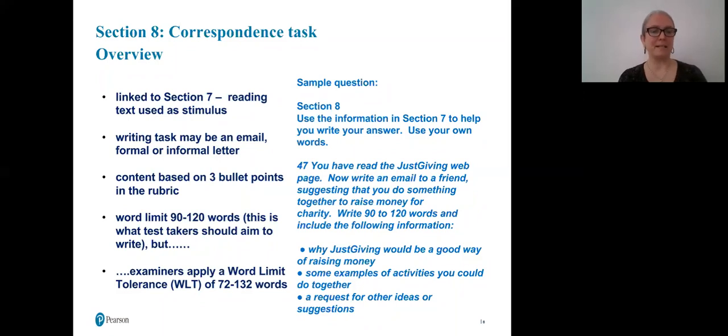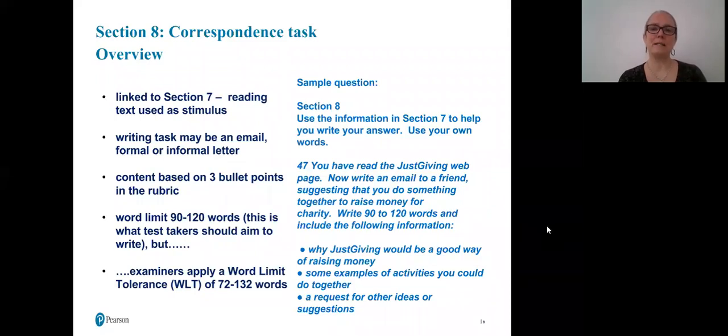And I want to emphasise that this is very much what the test takers should be aiming to write. However, when we're marking the test, we have a little bit more leeway than that. The examiners work to and apply something called a word limit tolerance, which will hereafter be referred to as WLT, of 72 to 132 words. So, as long as the test taker has written between 72 and 132 words, then no penalties will be applied for this task.